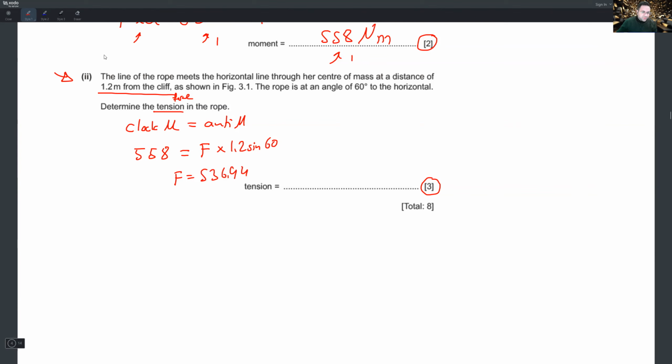Of course, when you have a very large number like this, you just round it to 3 significant figures, so I say 537 newtons.